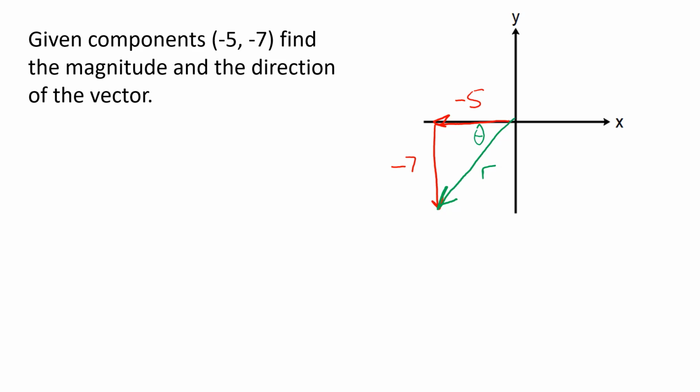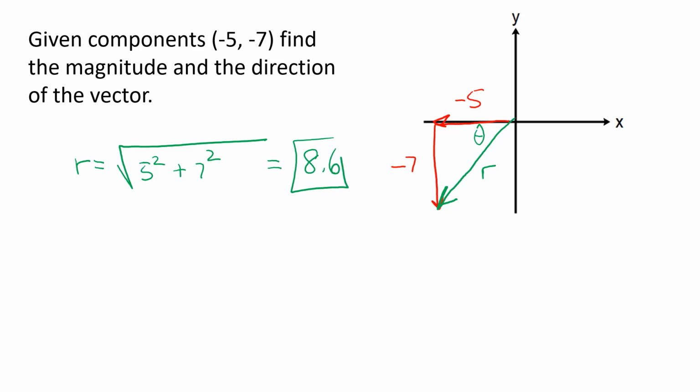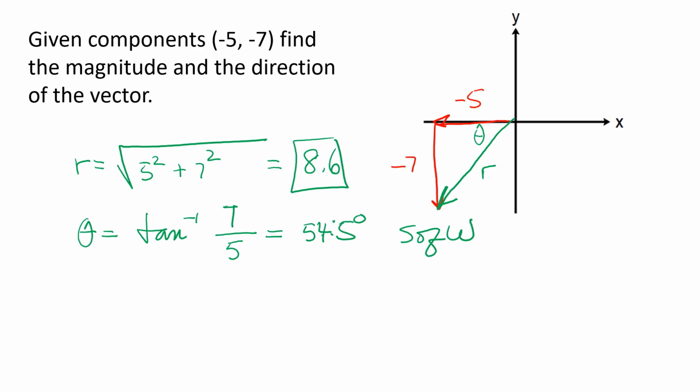All right, so R is equal to the square root of 5 squared plus 7 squared, and I get 8.6 for my magnitude. Theta is inverse tan of 7/5. It's always the y component over the x component for inverse tan. And that's going to give me a reference angle of 54.5 degrees south of west.